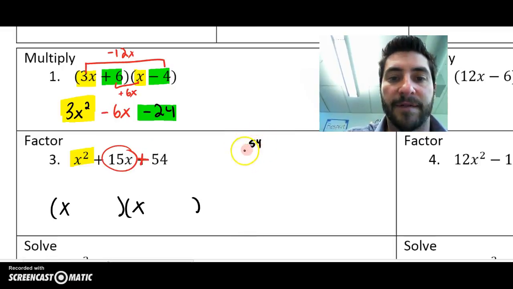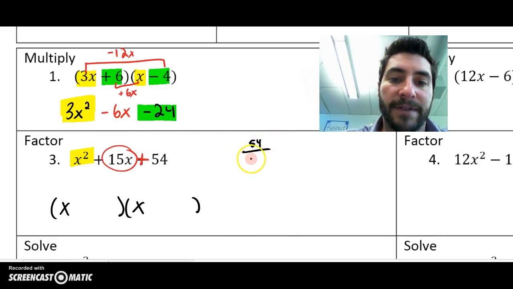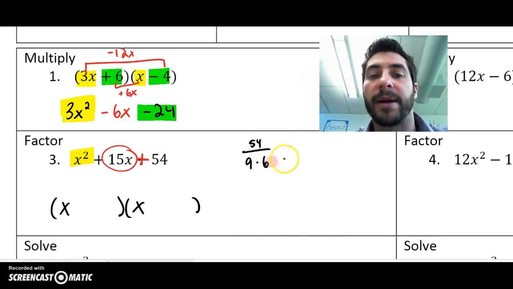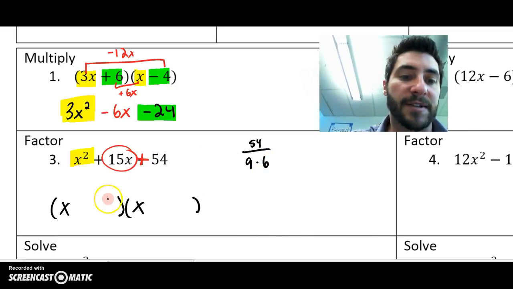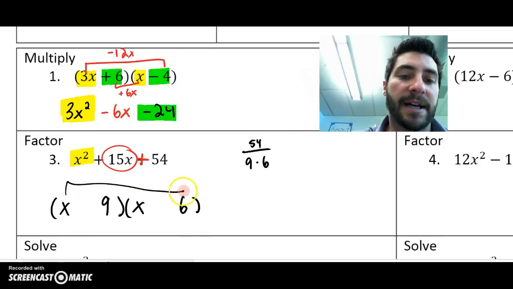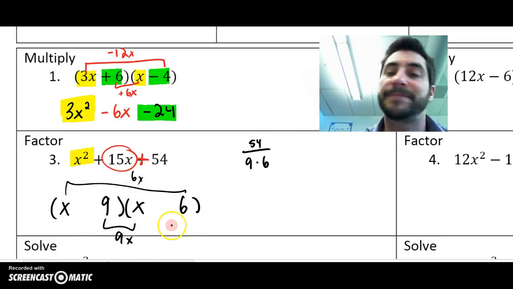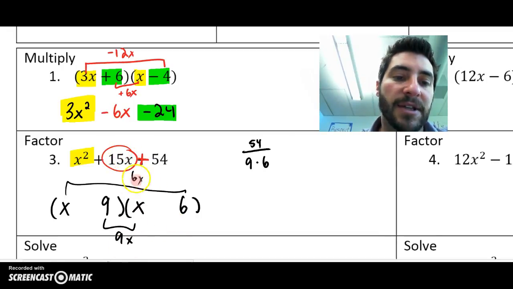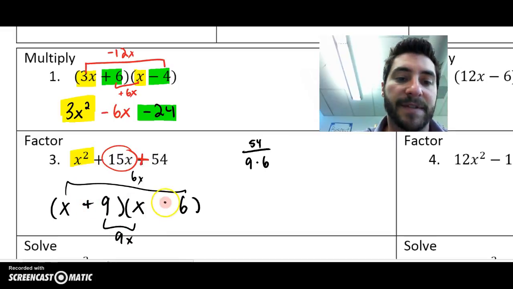Well, let's just take a look at it. 54, you've got, what is that, 9 and 6. Well, that looks pretty good right there. 9 plus 6 is 15, so let's put in the 9 here, put in the 6 here. The outsides, that's 6x, and the insides 9x. They have to add to make 15x, and they do, if we make them both positives here.